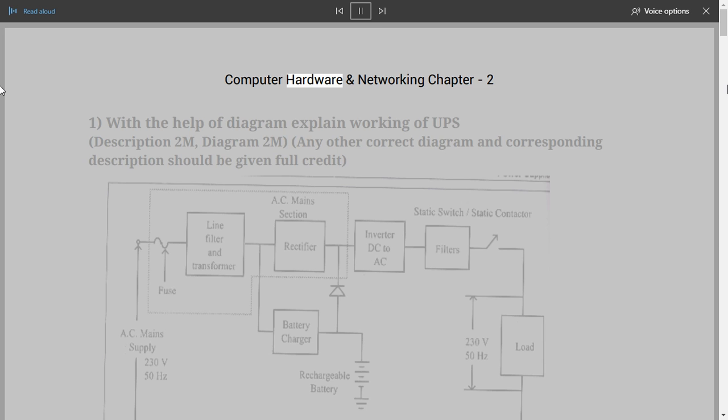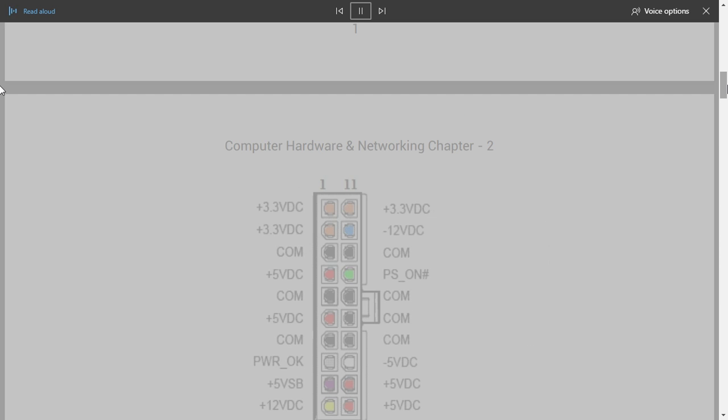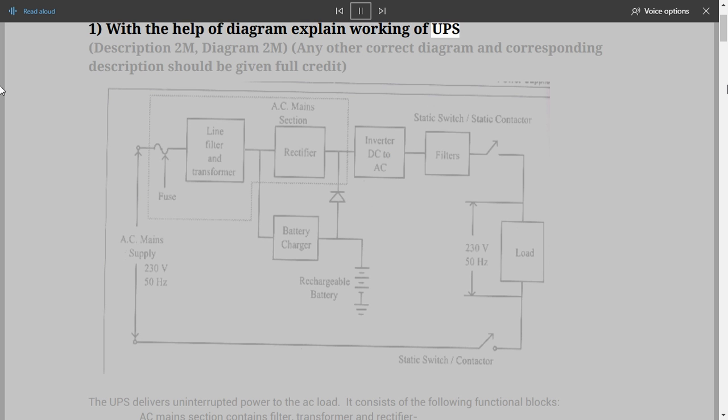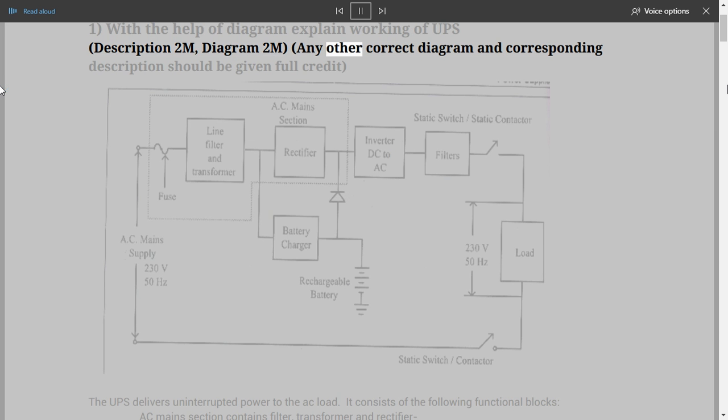Computer Hardware and Networking, Chapter 2. 1. With the help of a diagram, explain the working of UPS. Description 2M, diagram 2M. Any other correct diagram and corresponding description should be given full credit.